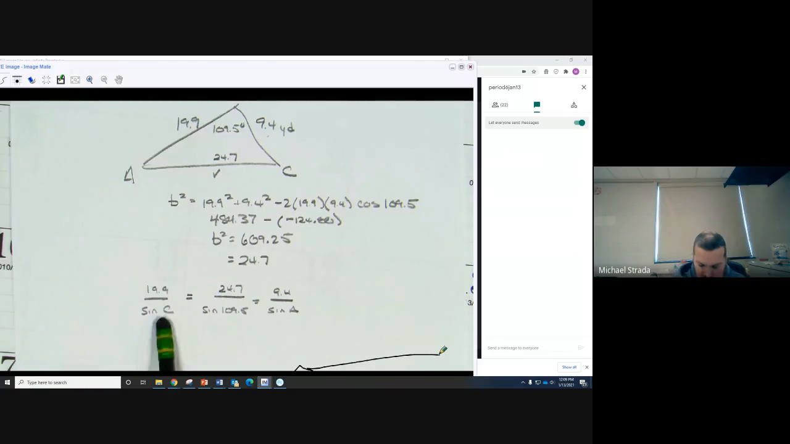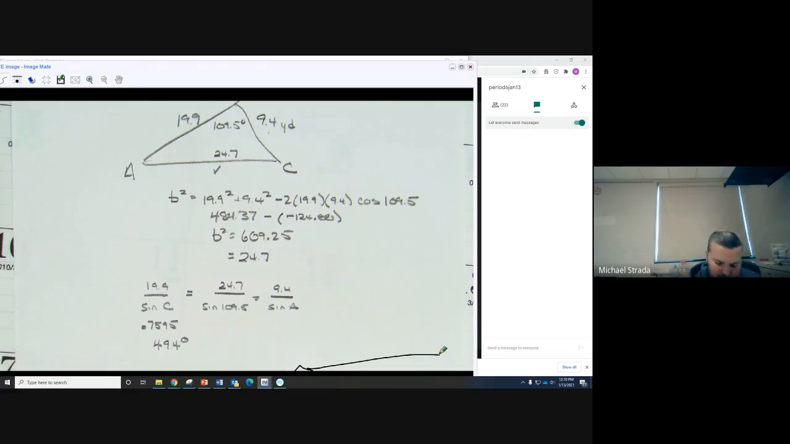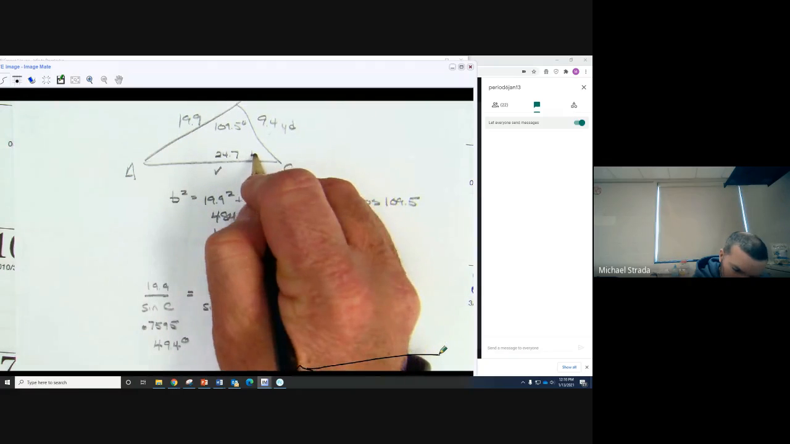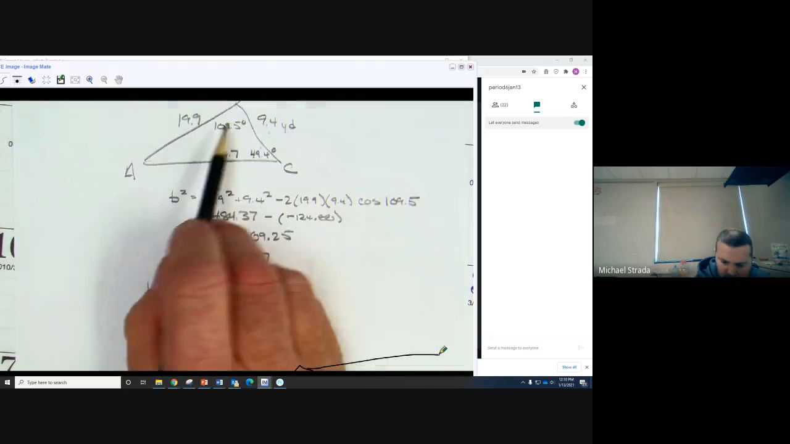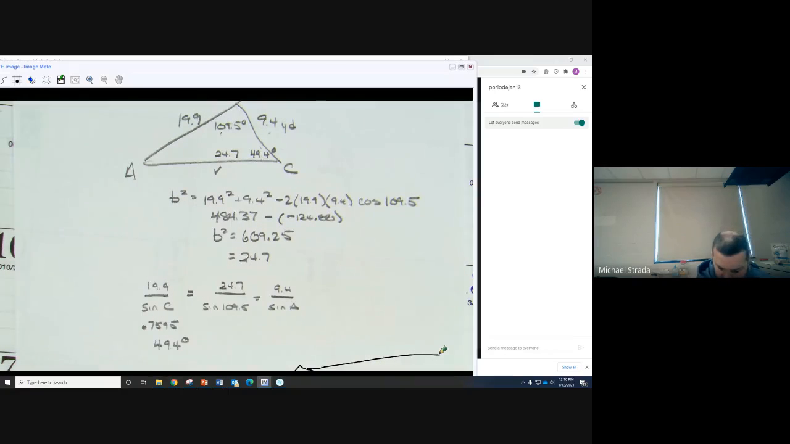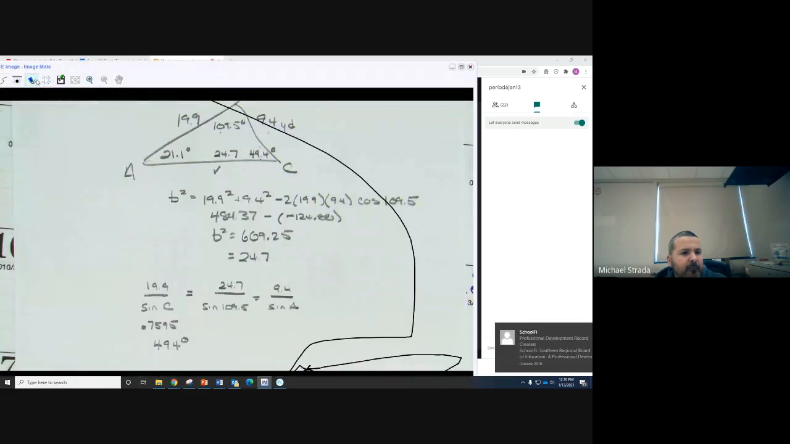I'm going to cross multiply to get C, 19.9 times the sine of 109.5. Divide that by 24.7. Sine C comes out to be 0.7595. Second sine, 0.7595. Makes that about 49.4 degrees. And then the easiest way to get the third angle, if you don't want to use that, is simply add them up and subtract from 180. 109.5 plus 49.4 is 158.9. Subtract that from 180 and you get 21.1. And they have it a little different, but it's fine. If you're a tenth off, you're fine.